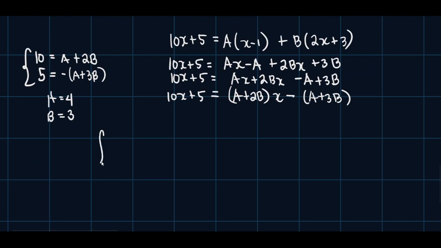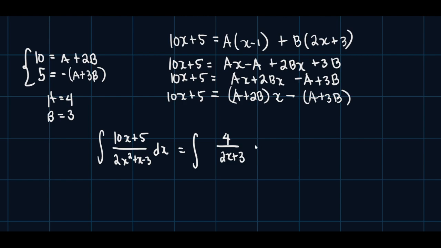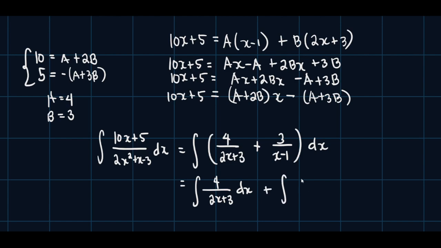So with this, our integral problem, (10x + 5) all over (2x² + x − 3) dx, we can consider this instead: 4 all over (2x + 3) plus 3 all over (x − 1) dx. Again, applying one of the properties, we can separate this: the integral of 4 all over (2x + 3) dx plus the integral of 3 all over (x − 1) dx.